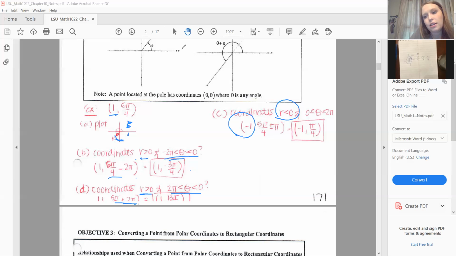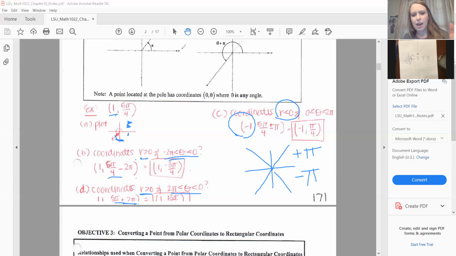So how do you know if you add or subtract pi? If it's in quadrants 1 or 2, you're going to add pi. But if it's in quadrants 3 or 4, you're going to subtract pi. Or you can literally do these equations, or I kind of just look at the picture. Whatever works best for you. So that's objective 2. At the end of this, I put another example of objective 2. I emailed y'all these notes, and I'll go over it at the very end of the video again if you need another one.